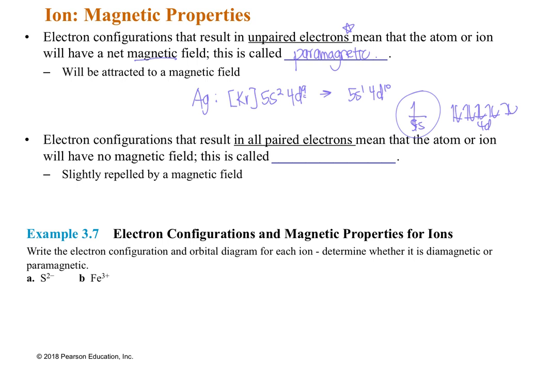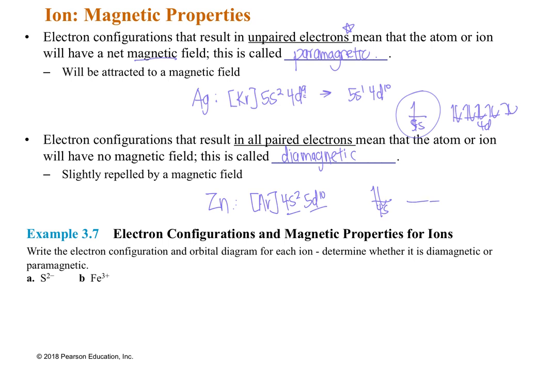When we have electron configurations that give us all paired electrons, that means there won't be any magnetic field. This is called diamagnetic. Basically, it will not be magnetic, and it's actually slightly repelled. So its neighbor to the diagonal is zinc. Its electron configuration, last noble gas is argon, and then we have 4s2, 3d10. This is very similar, but all the s and the d orbitals are completely paired.